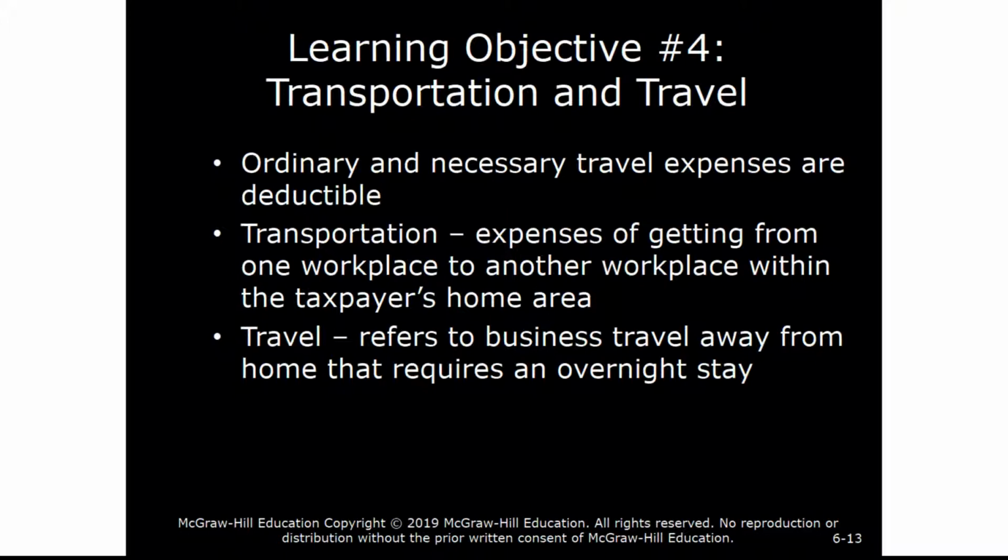Travel is different. Travel is where you are going on a trip and it requires an overnight stay. Then the cost of the lodging is a deductible expense. The transportation, which relates to the commuting I mentioned earlier, are expenses of getting from one workplace to another workplace within the home area. So that commuting or transportation cost relates only to traveling between workplaces within the general home area. The commute from your home to your job is not deductible.